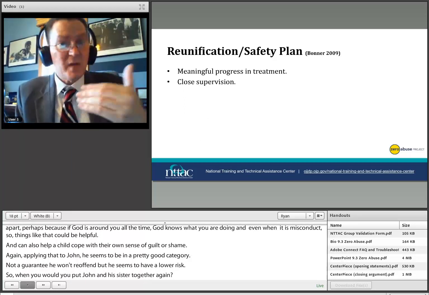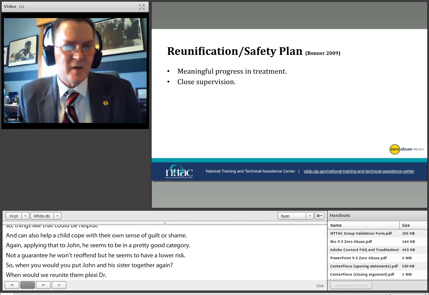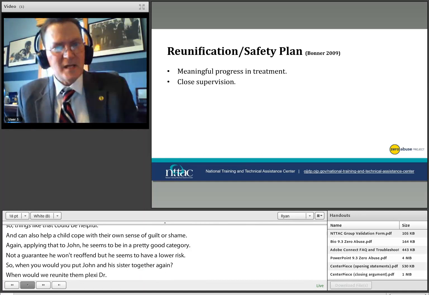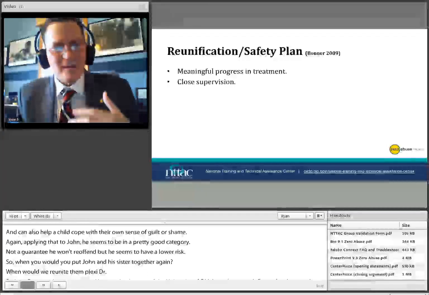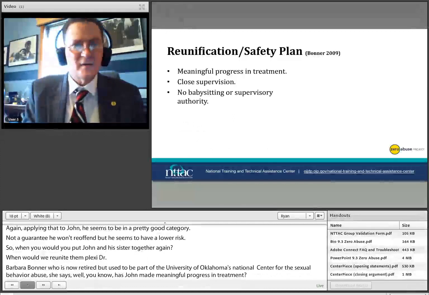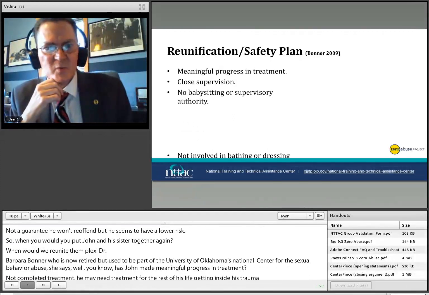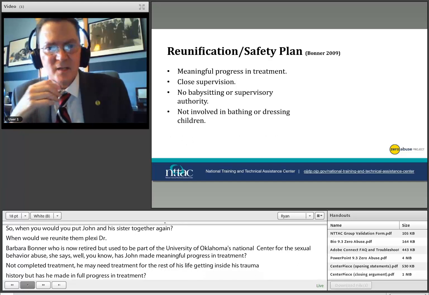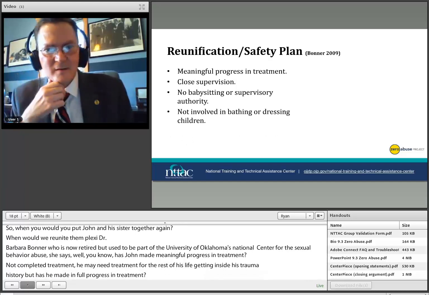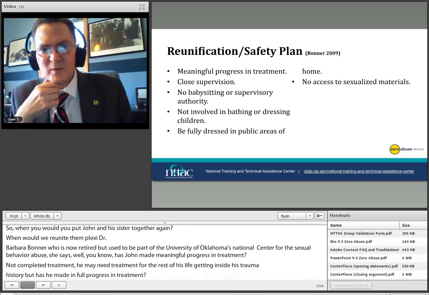A pro-social, non-criminal attitude, a sense of spirituality that can help rein you in, part perhaps because if God is around you all the time, God knows what you're doing, even when it is misconduct. So things like that could be helpful and could also help a child cope with their own sense of guilt or shame. Again, applying that to John, he seems to be in a pretty good category. Not a guarantee he won't reoffend, but he seems to have a lower risk.